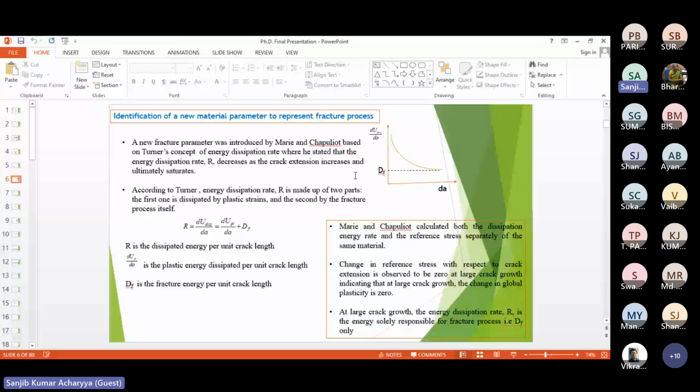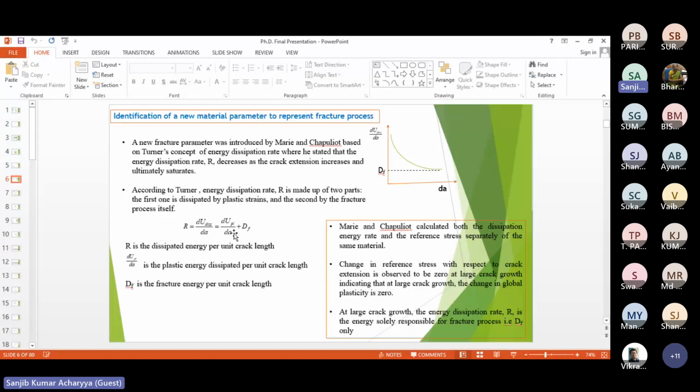That is the first observation. Secondly, they also calculated the reference stress for each specimen of the same material, and observed that the value of reference stress did not change after a certain crack length. If we conclude from these two observations, that the rate of dissipative energy saturates ultimately and the reference stress remains constant, we can say the reference stress is the reflection of the global plasticity level. So if the reference stress remains constant after certain crack growth, it can be interpreted that at larger crack growth, the rate of change to supply global plasticity is 0. There is no change, so the rate of change is 0. So if this part becomes 0, the ductile dissipation rate becomes 0 at higher crack length.